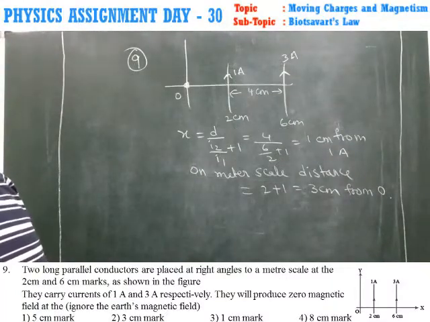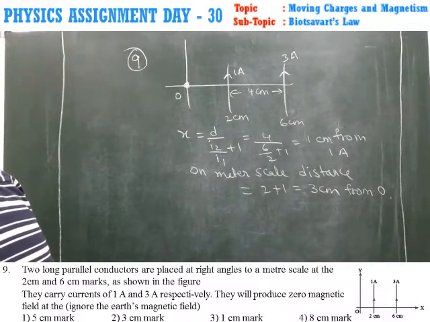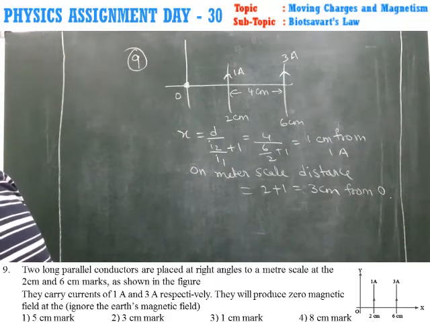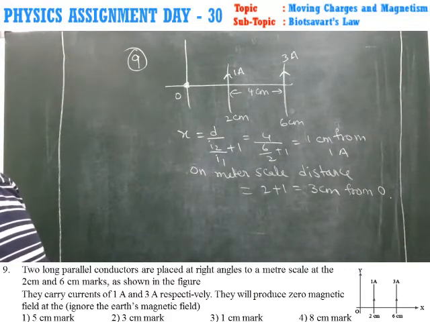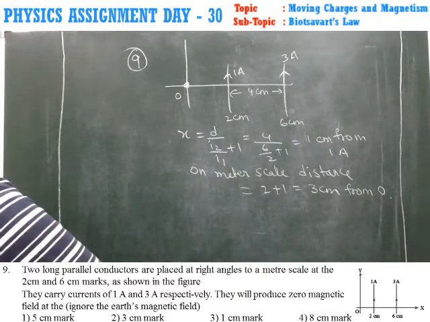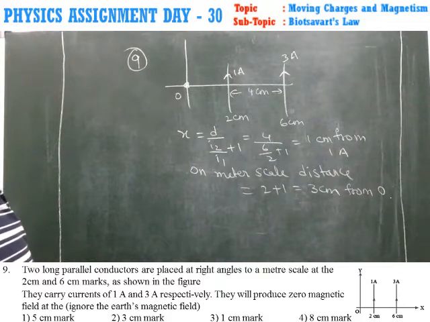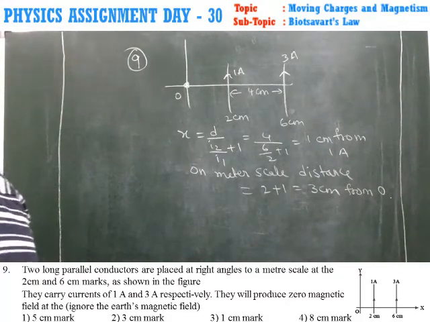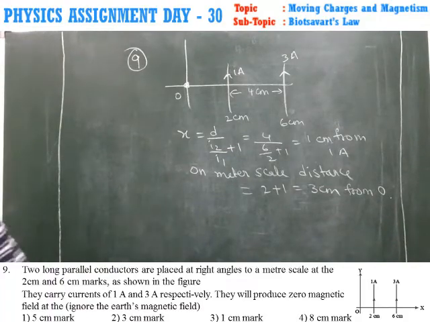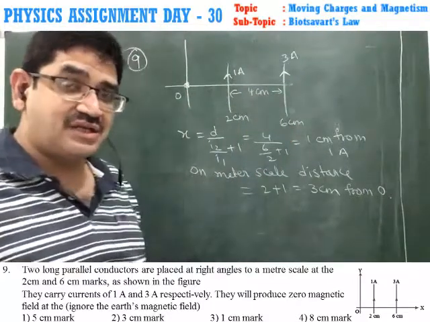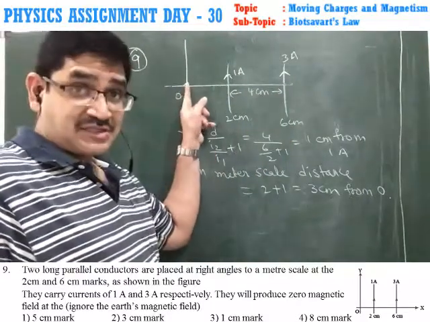Two long parallel conductors are placed at right angles to a meter scale at 2 cm and 6 cm marks, as shown in the figure. I will tell you one thing. They carry currents 1 ampere and 3 ampere respectively. They will produce zero magnetic field, again a null point, at what point of the scale: 5 cm mark, 3 cm mark, etc. Actually this is a meter scale, the horizontal one is the meter scale, imagine. So this is the 0 of the meter scale.